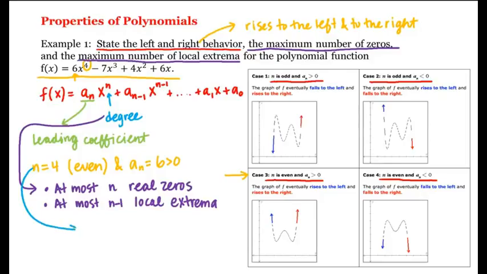So for our polynomial, we have n is equal to 4, which means coming back up here, the maximum number of zeros then would be n, or 4, and the maximum number of local extrema would be 4 minus 1, or 3. All right, let's look at one more.